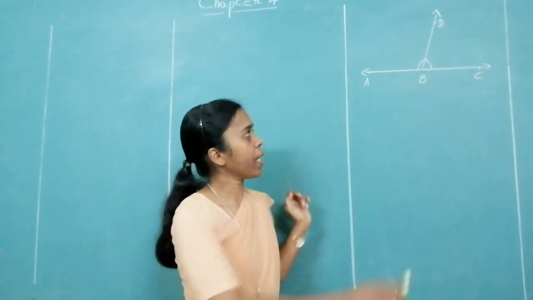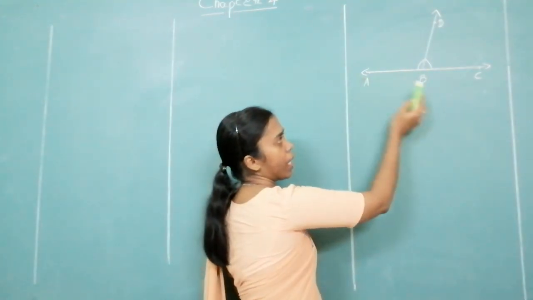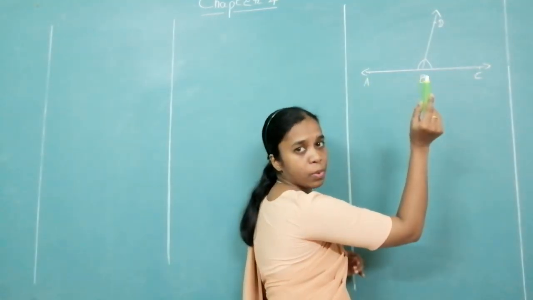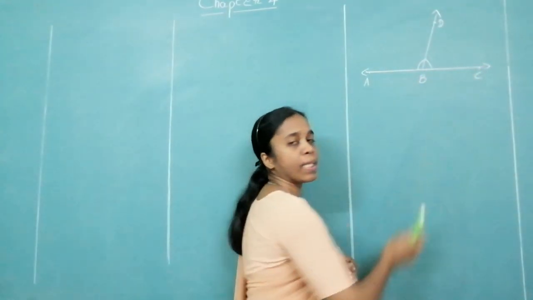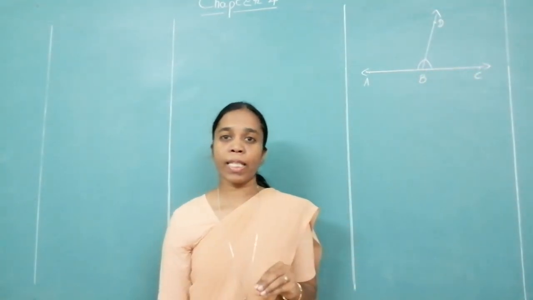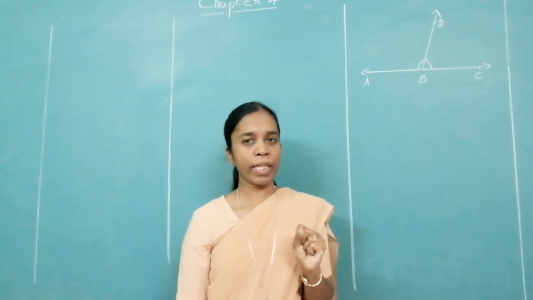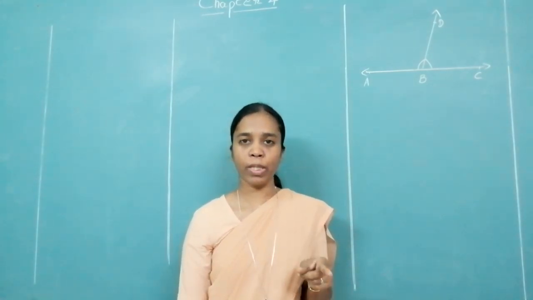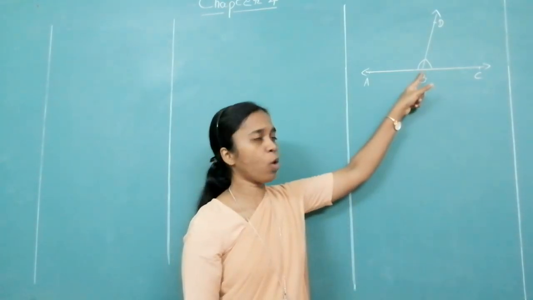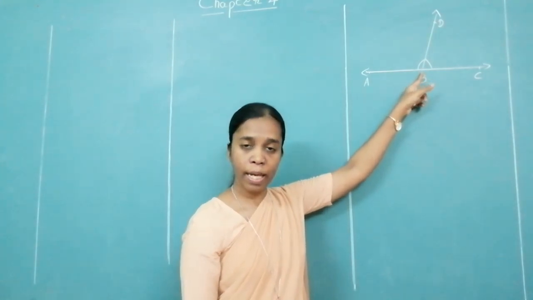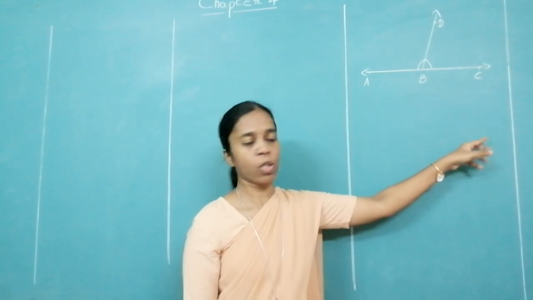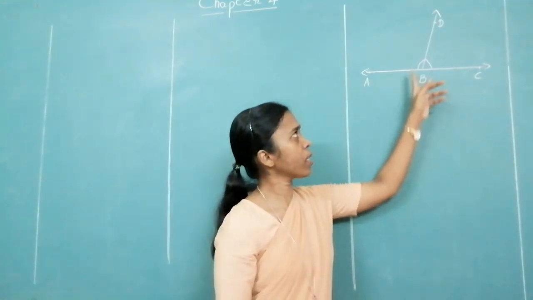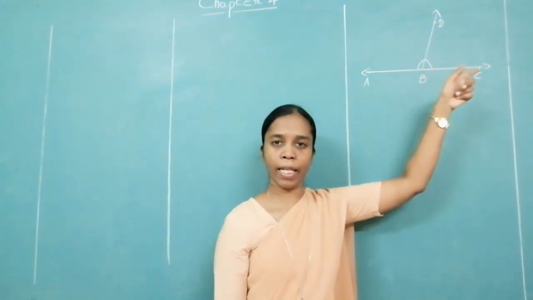Now look at ray BA and ray BC. I suppose this is clear to you. What type of rays are they? They are opposite rays. Why do you call them opposite rays? Because they have a common origin and they form a straight line. So we have these as opposite rays and these are adjacent angles.